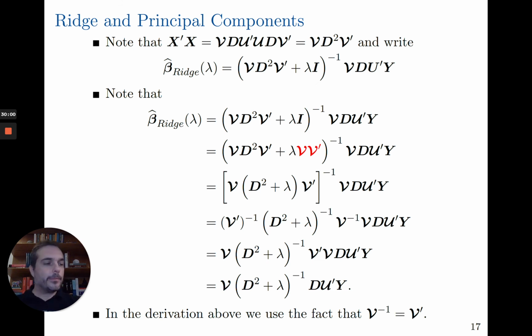Okay, now this is the proof of the previous result. But what's the intuition? Why are we doing that? Why on earth do we care about all these singular values?